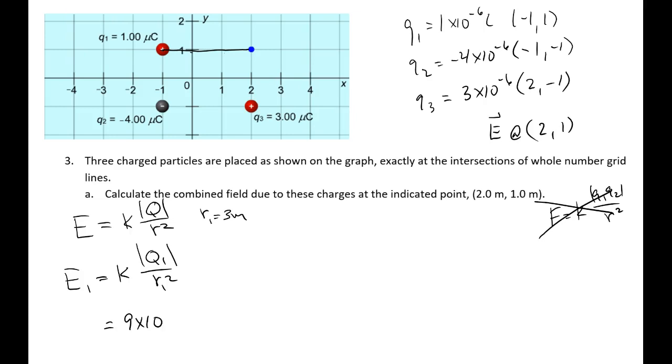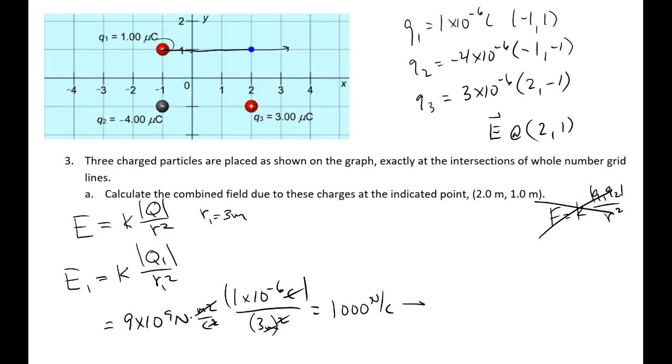So this is 9 times 10 to the 9th newtons times meter squared over coulomb squared, times Q1, 1 times 10 to the negative 6 coulomb, absolute value, all over 3 meters squared. Give me a second to punch in my calculator: 9 e to the 9th times 1 e to the negative 6 divided by 3 squared. I didn't write it, but that whole thing is squared, not just the meter squared. And I get a value of 1,000. So this is 1,000 newtons per coulomb. The meter squared cancels with meter squared, and one of these coulombs cancels, so I get newtons per coulomb. The direction is positive, and remember positives radiate out, so that would be to the right. So I just put a little arrow to the right to help me out.